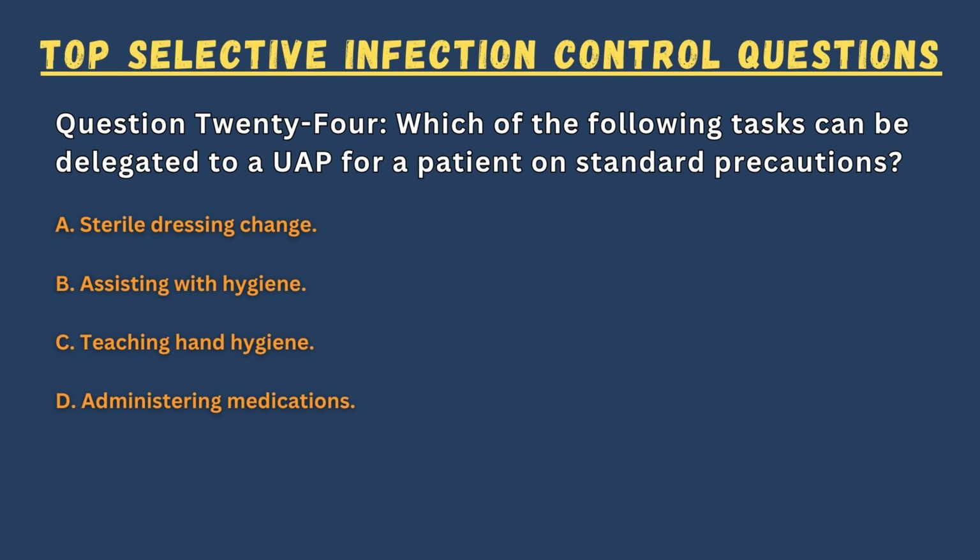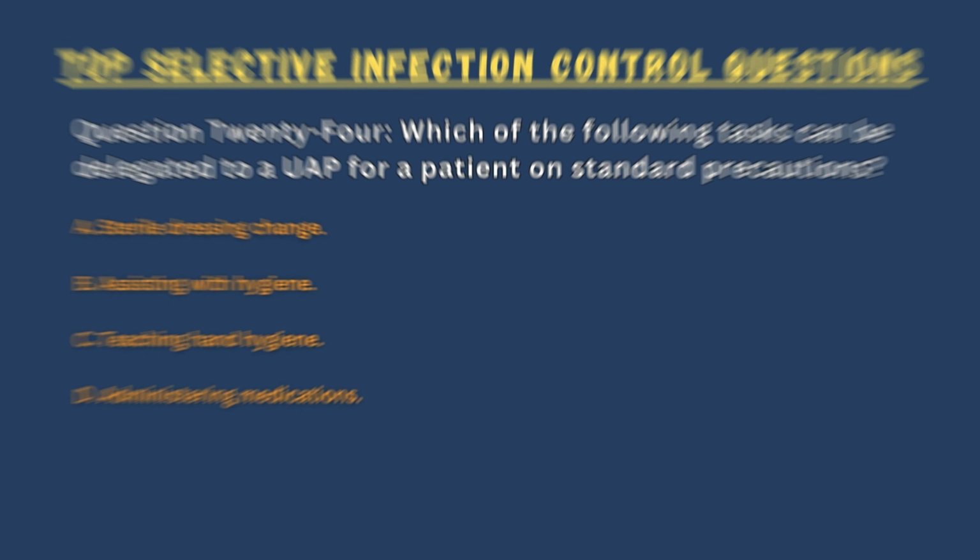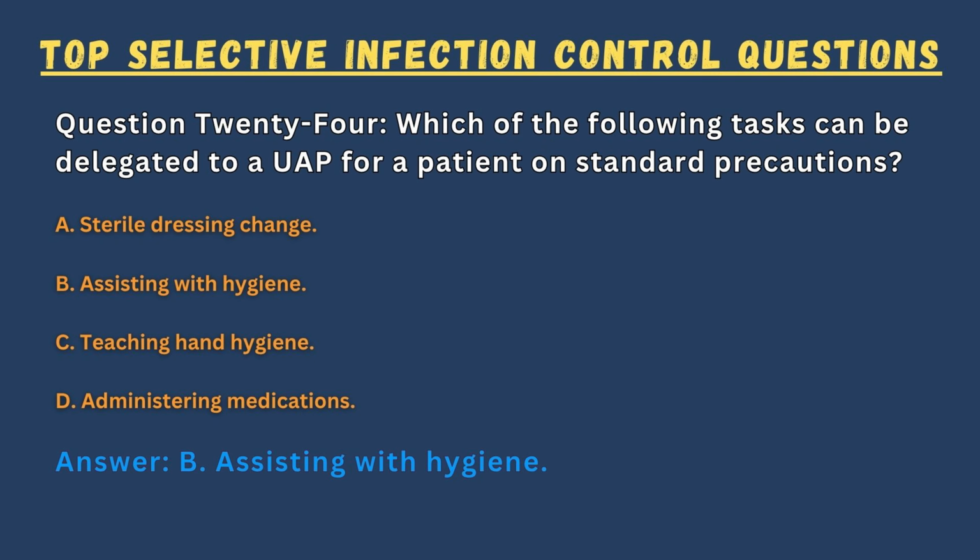Question 24. Which of the following tasks can be delegated to a UAP for a patient on standard precautions? A. Sterile dressing change. B. Assisting with hygiene. C. Teaching hand hygiene. D. Administering medications. Answer. B. Assisting with hygiene.